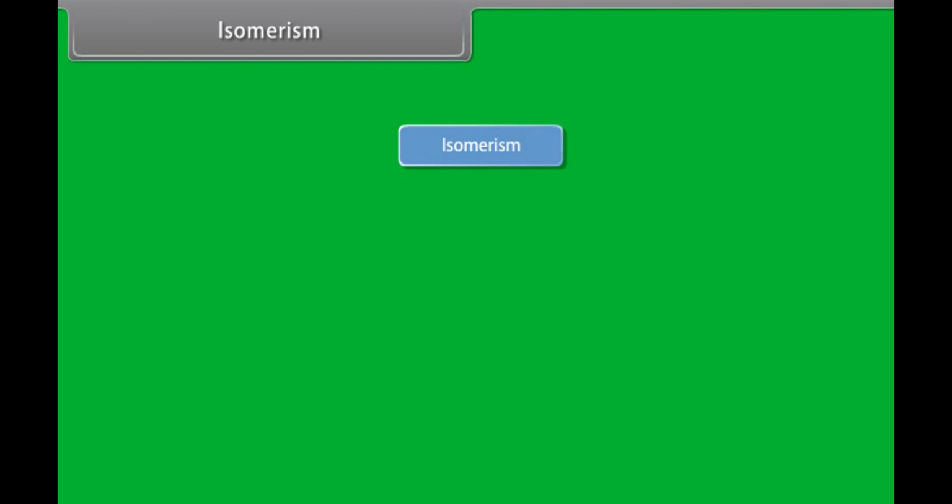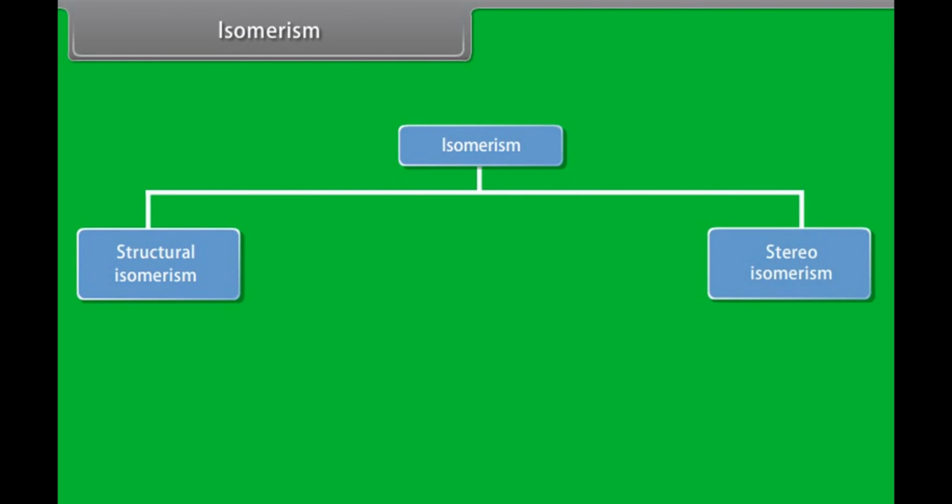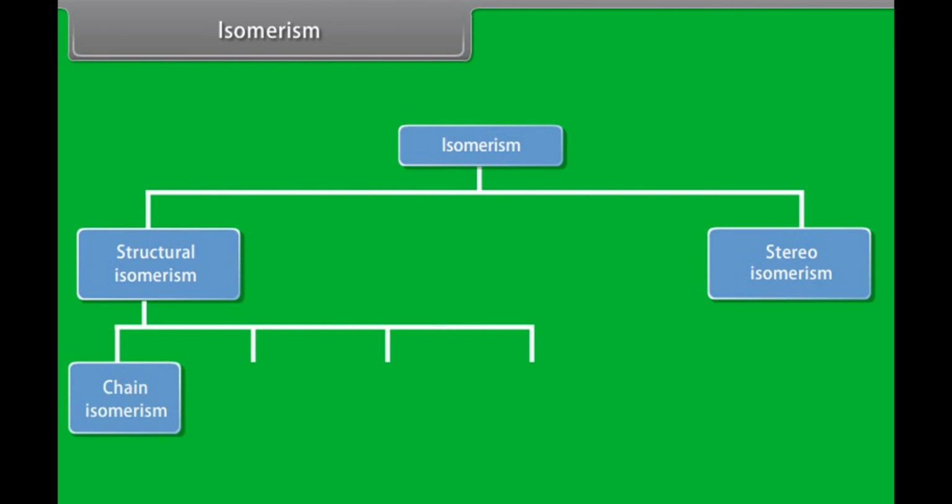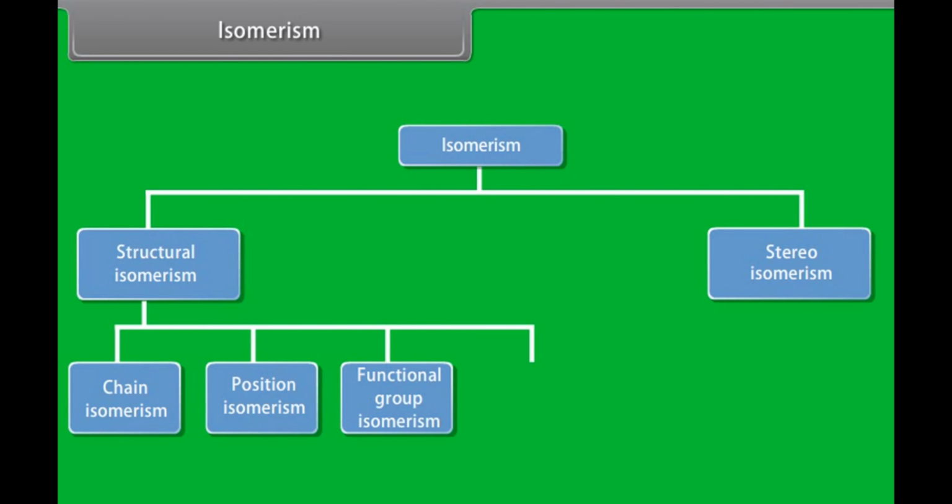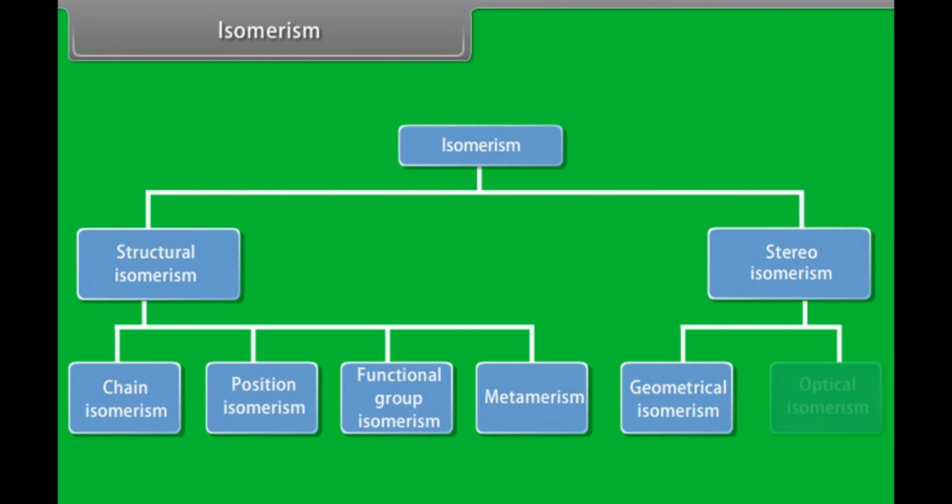Different types of isomerisms are: isomerism can be grouped into structural and stereoisomerism. Structural isomerism can be subdivided into chain isomerism, position isomerism, functional group isomerism, metamerism. Stereoisomerism further categorized into geometrical and optical isomerism.